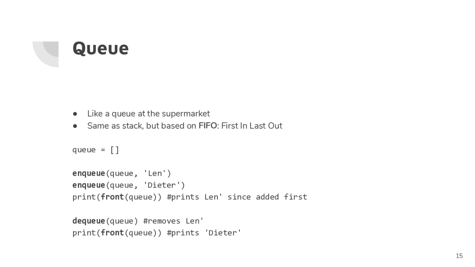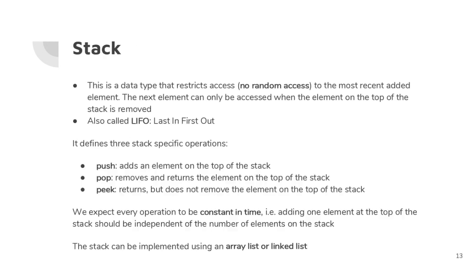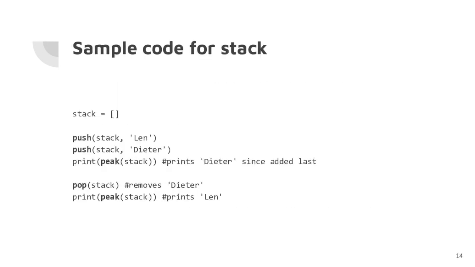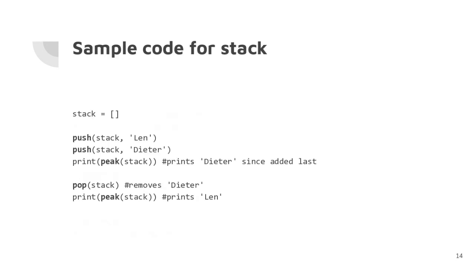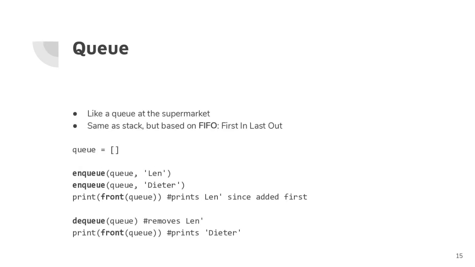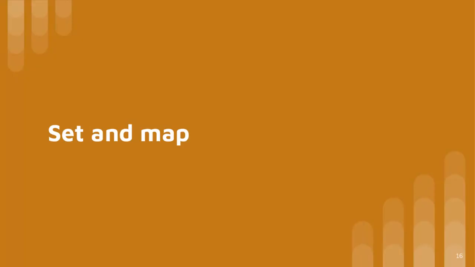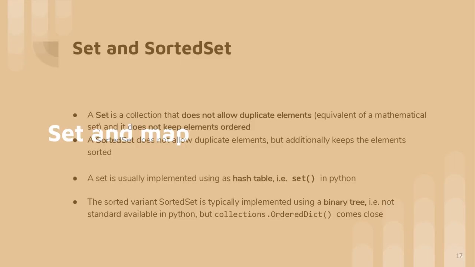And so the stack and the queue are two simple data structures, usually implemented using array lists, and they're used quite often in algorithms. All these operations like enqueue, front, dequeue, or for the stack, push, peek, pop, they all run in constant time. Then the next set of data structures: set and map.